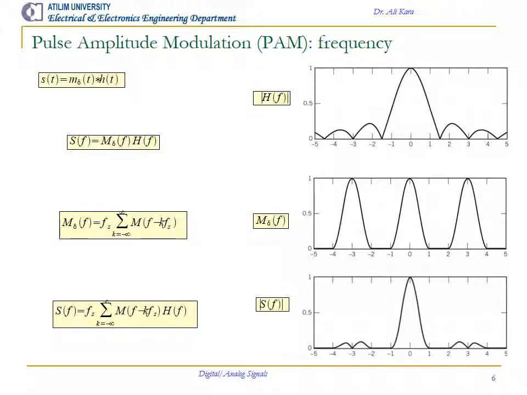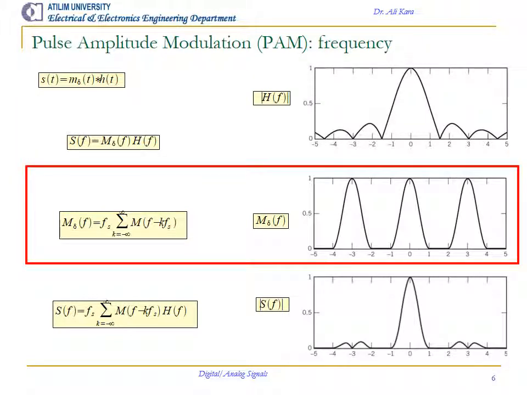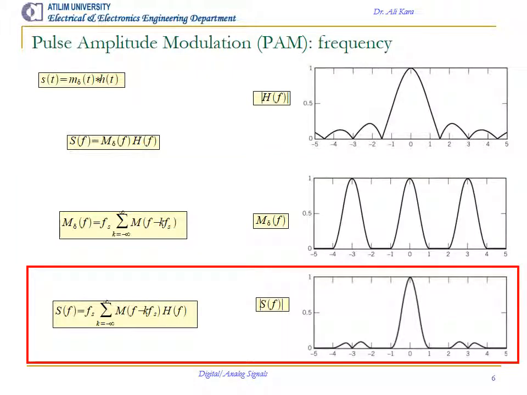Pulse amplitude modulation, PAM, frequency. Now we analyze PAM in frequency domain. This graph shows the amplitude spectrum of H(f). As you well know, convolution in time domain corresponds to multiplication in frequency domain. So we have S(f) equal to the sampled M(f) times H(f). The sampled M(f) can be found by this equation. And finally, as we multiply H(f) with the sampled M(f), we get the S(f) amplitude.